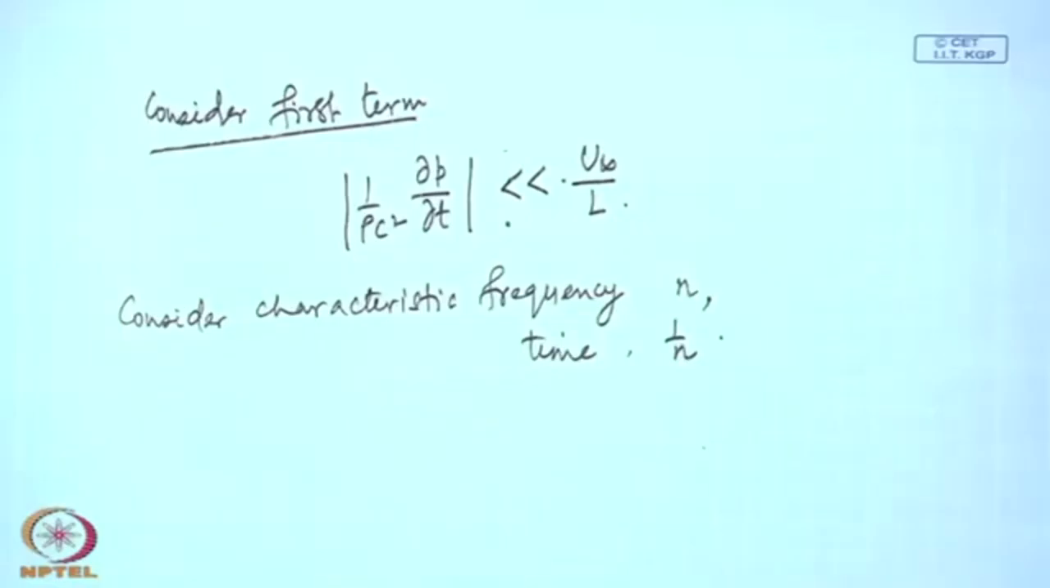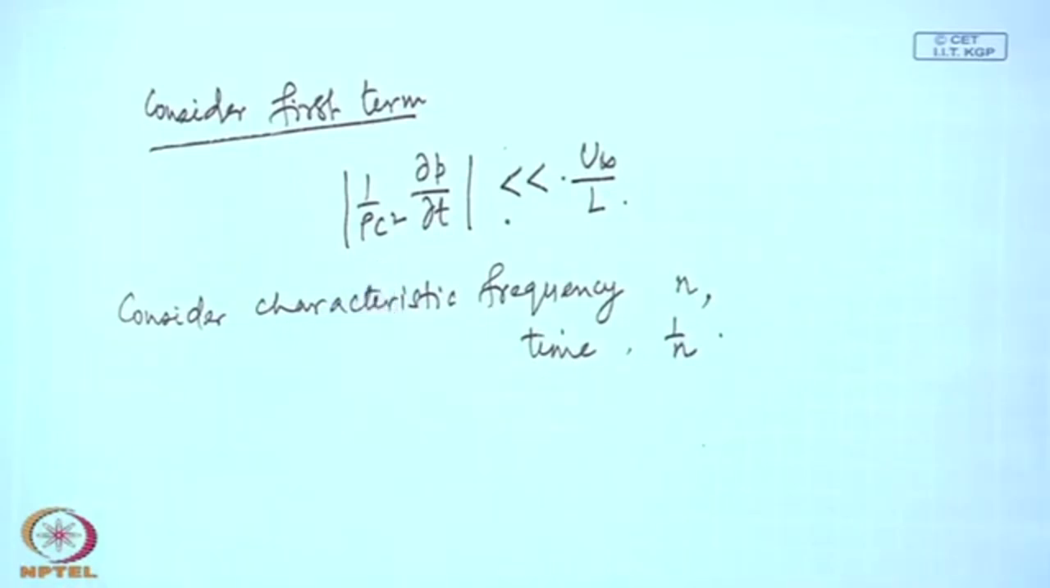Yes, we have U, L, N. N cube L square by C square. Oh, you are talking about the entire term? Yes. No, I am not going to the entire term. First of all, let us see what will be the order of the pressure, then the order of this time derivative of pressure.